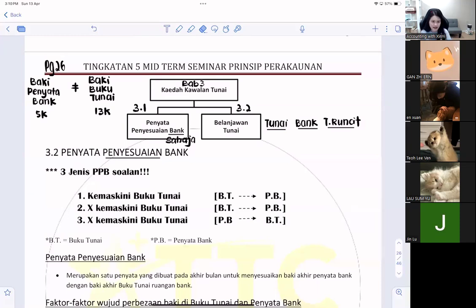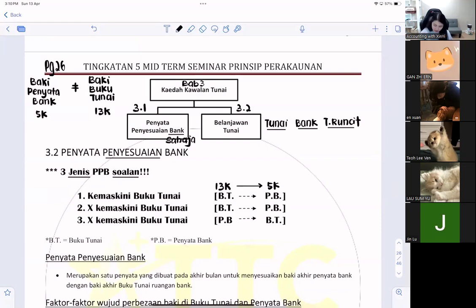You only have one bank account. It's impossible to have two balances at the same time, correct? So from 5,000 you change to 13,000, or you want to make it from 13,000 to 5,000. It all depends on the jenis soalan being asked. Okay, now according to our syllabus, we have 3 kinds of questions being asked, but 2 of them are the same lah. Buku tunai to start first and ends with Penyata Bank, which means that we want to see, for my example, 13,000 becoming 5,000. This is what we want to look for, okay?